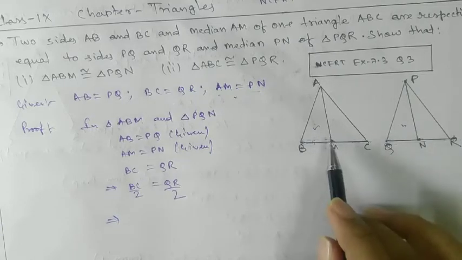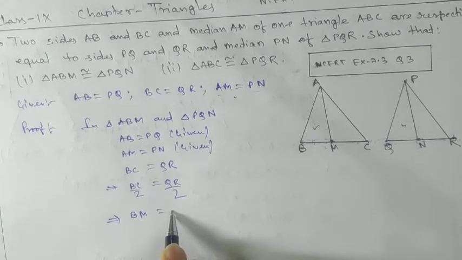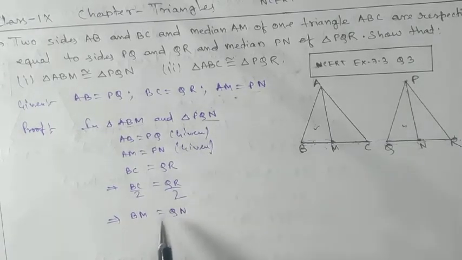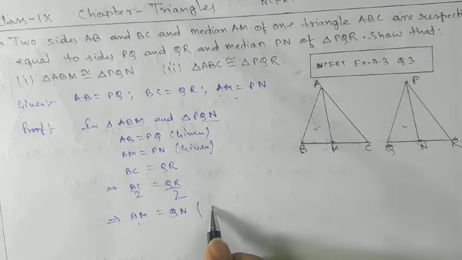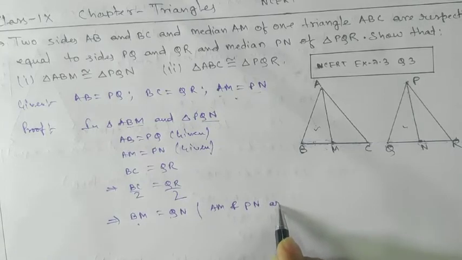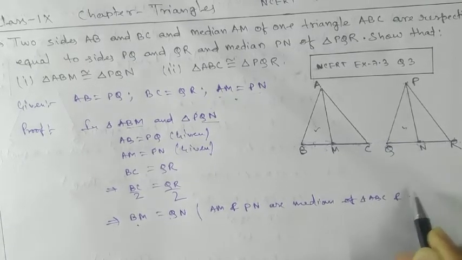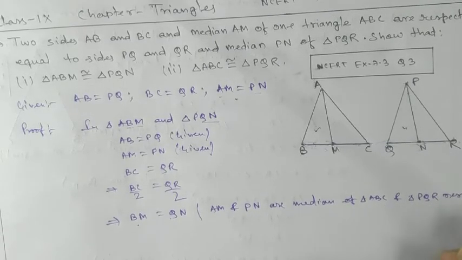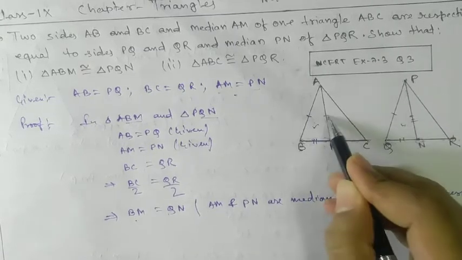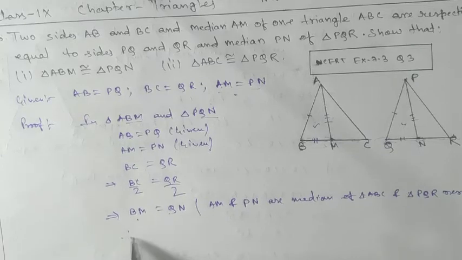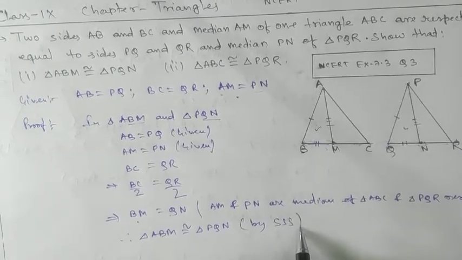That means half of BC is BM and half of BC is CM. So our demand is BM. So we'll choose BM. We'll not choose CM. Similarly, from this side, we'll choose QN. That means we can write here BM equals QN. So we'll write the reason. Yes, you have to write the reason. How could you say that this half of BC is BM? So you need to say here that AM and PN are medians of triangle ABC and triangle PQR respectively. Okay, now we can see that this equals this, this equals this, and this one equals this. So by SSS criteria, we can say that these two triangles are congruent.